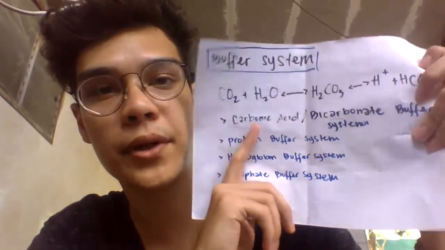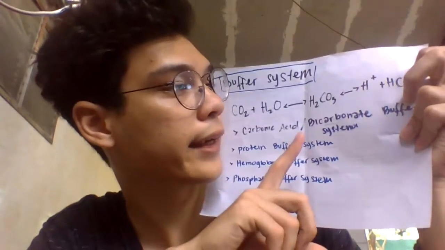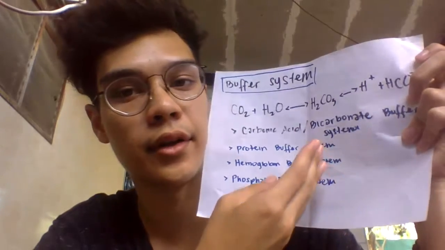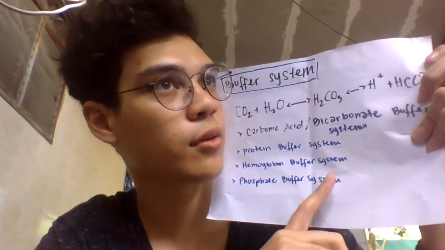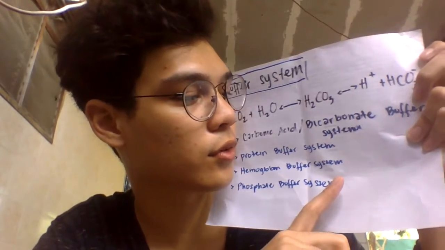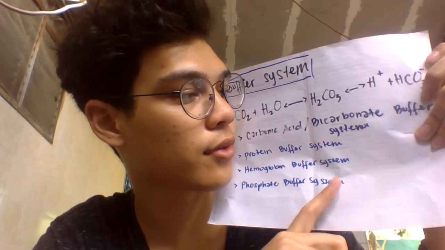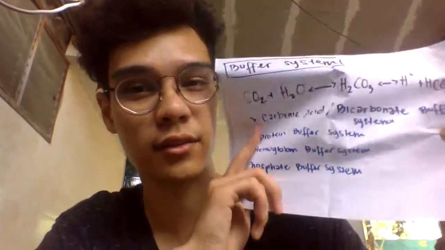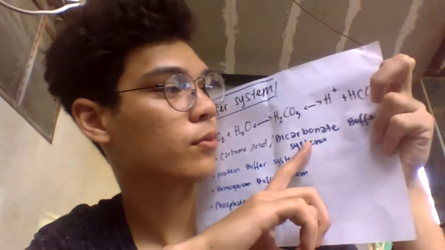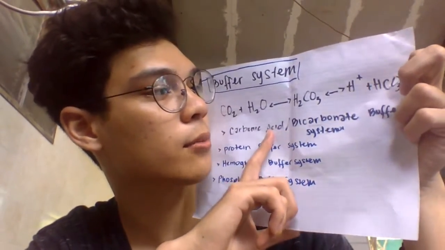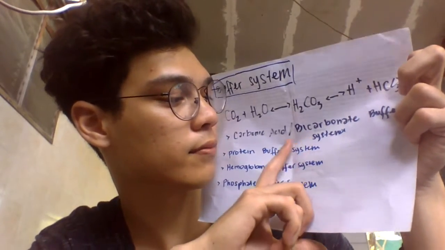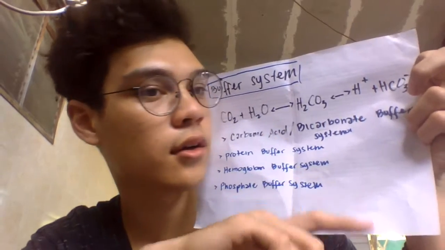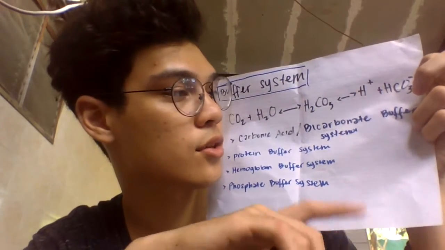if the blood pH goes too acidic, it brings it back to the normal 7.35 to 7.45. And if ever it's too basic, it brings it back to that level again. The main buffer here acts fast. This buffer system is the first one to act if ever the balance is shifted.